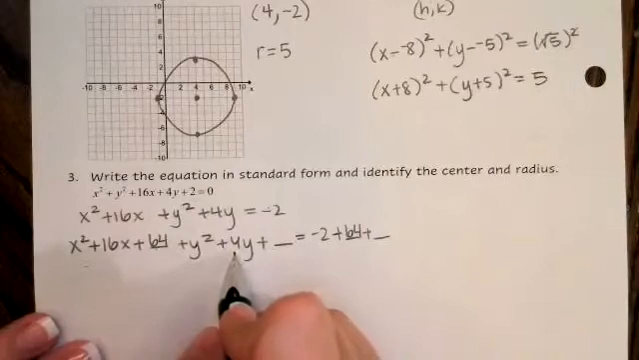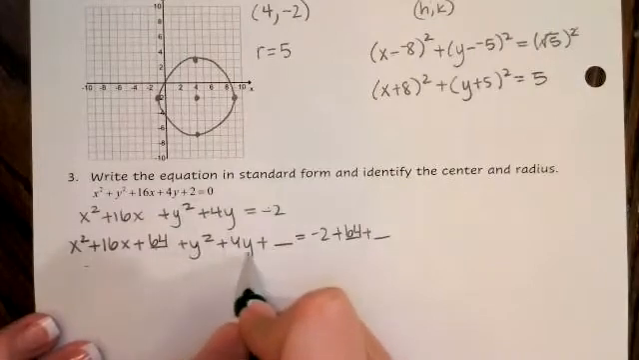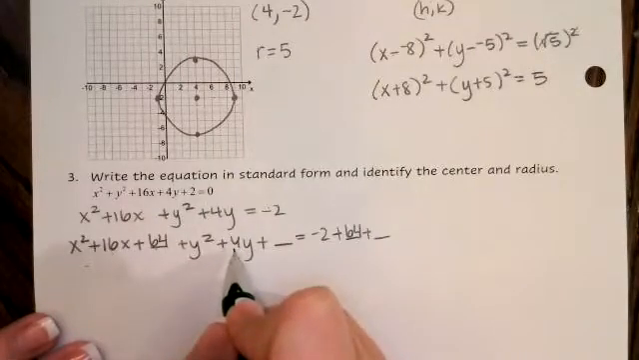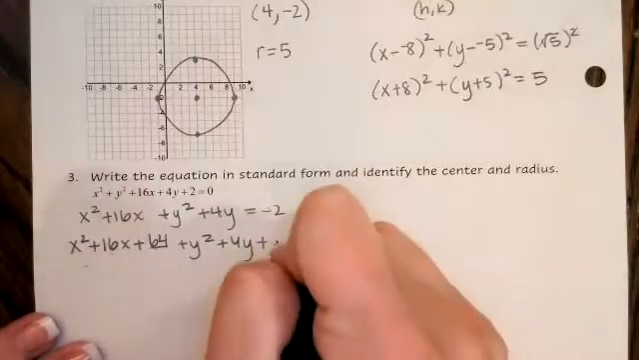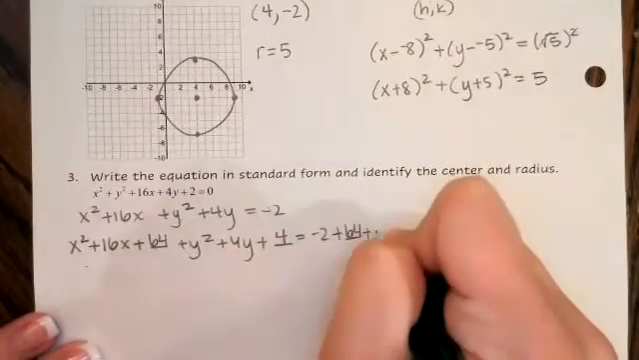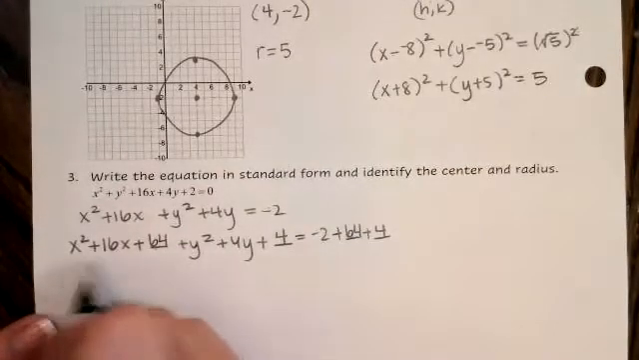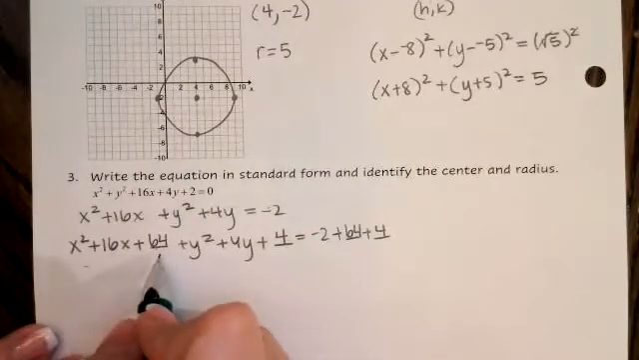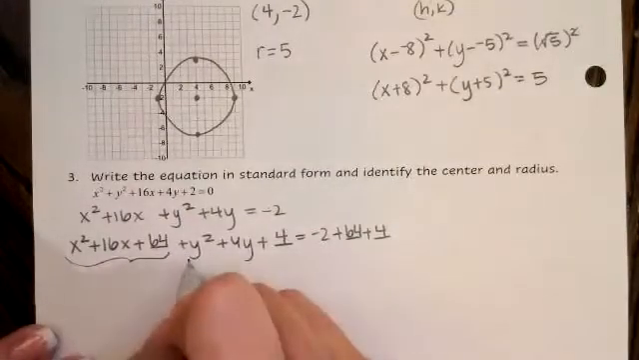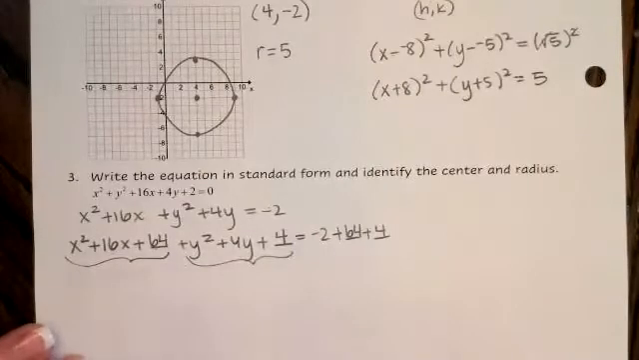Now I do the same thing for my y's. I'm going to take this middle term, divide it by 2. So 4 divided by 2 is 2, squared is 4. And whatever I do to one side, I do to the other. Believe it or not, we're almost there. Now that we've made these perfect square trinomials, we factor each one of them. So this is going to factor and this is going to factor.